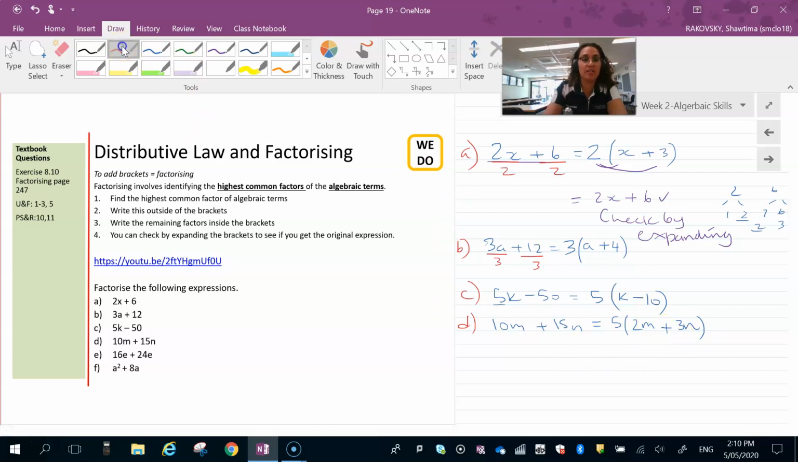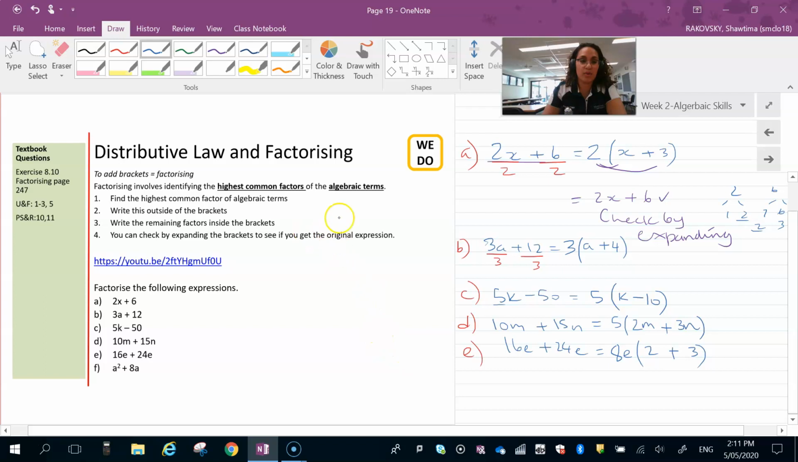And then e. So this is where we would take the variable out to the front as well. So e is 16e plus 24e equals, the highest common factor for both those numbers is 8, and the e as well. So that would be 8e, and then 16 divided by 8 is 2, plus 3. All right, got that right.